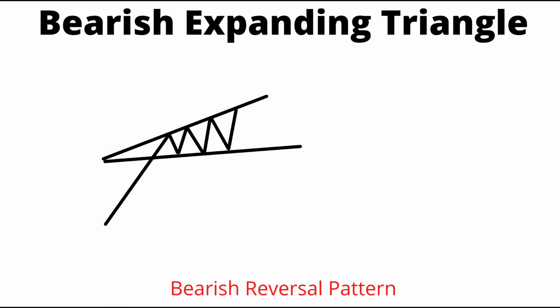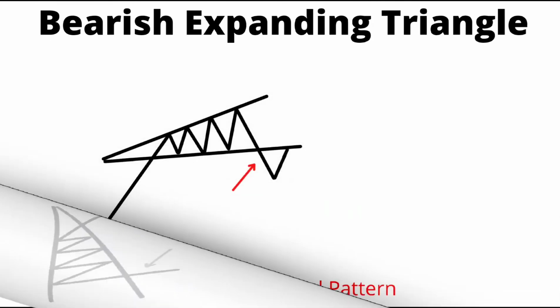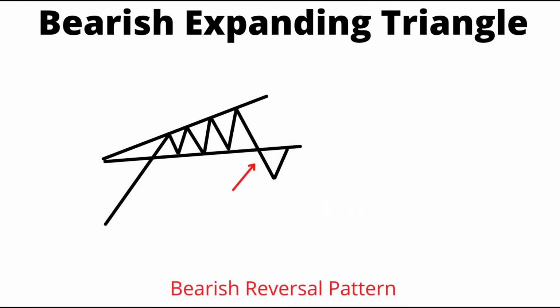A way to trade the bearish expanding triangle is to wait for price to break below the lower line and retrace back to that line, tested as resistance. The stop should be above the highest high of the triangle, and the target should be at least 3 times as large as the stop loss size. This covers the reversal chart patterns.